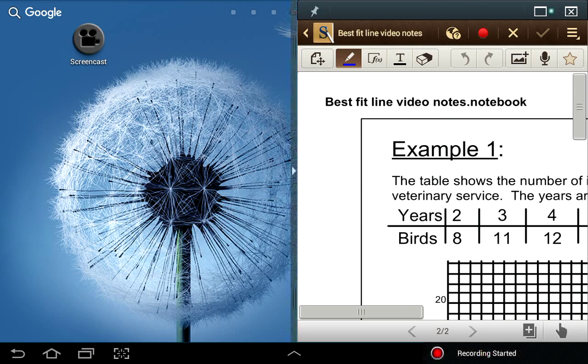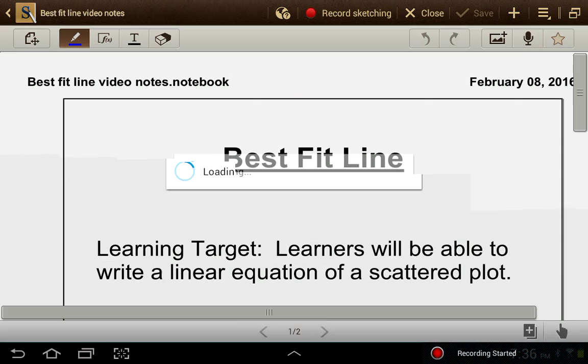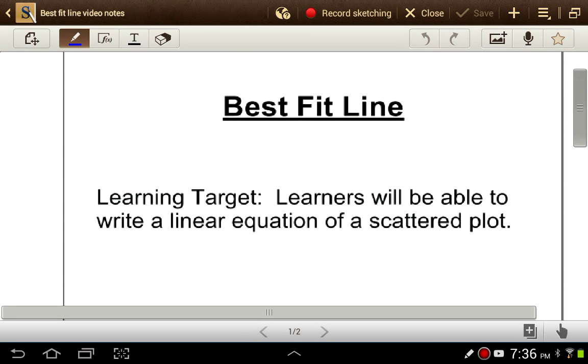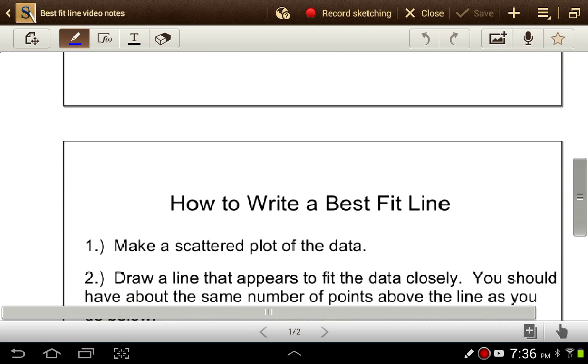Okay, here's our next video on best fit lines. Our learning target is learners will be able to write a linear equation of a scatter plot. So you're going to have a scatter plot, and then you're going to try to draw a linear equation based on that. When drawing our linear equations, we need to find the slope and the y-intercept to write it in slope-intercept form.